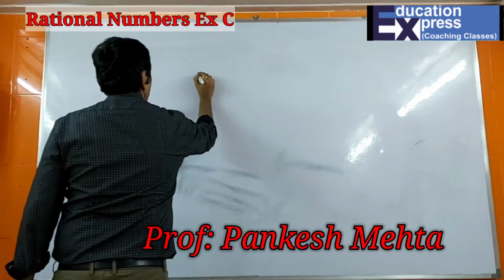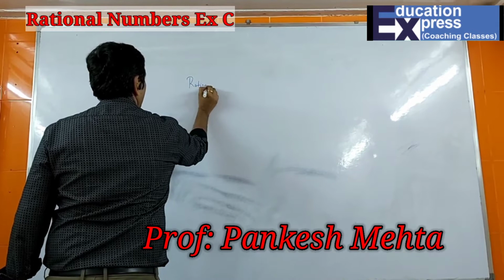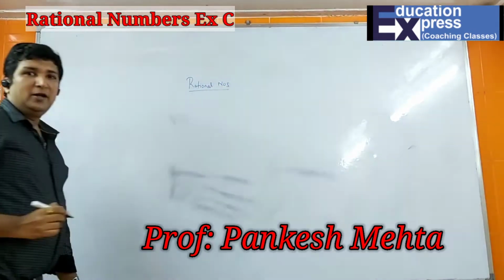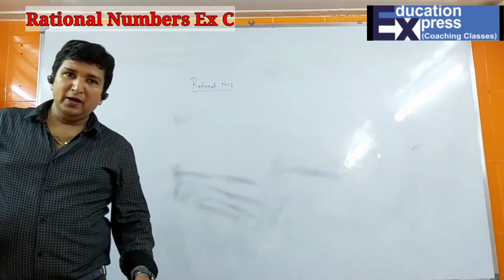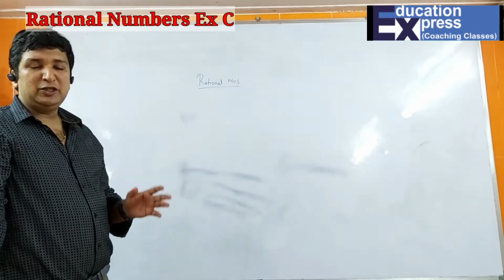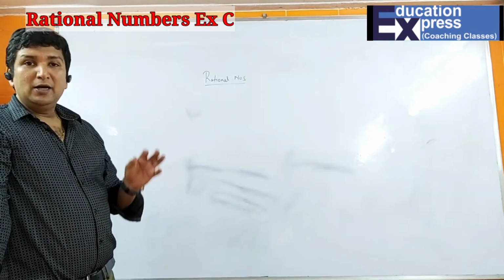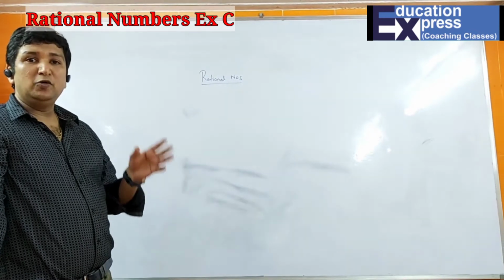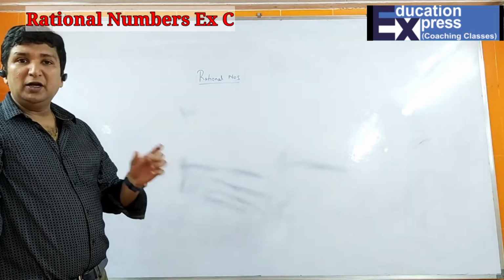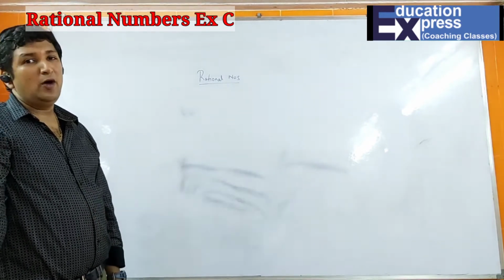Starting with now the last exercise of rational numbers. Till now we have done exercise 1A, 1B and 1D, which was simply with respect to addition and subtraction and LCM of the denominators, because I have told you that whenever you want to add any fractions, you have to make the denominator equal. And when you make the denominator equal, that process is said to be LCM.